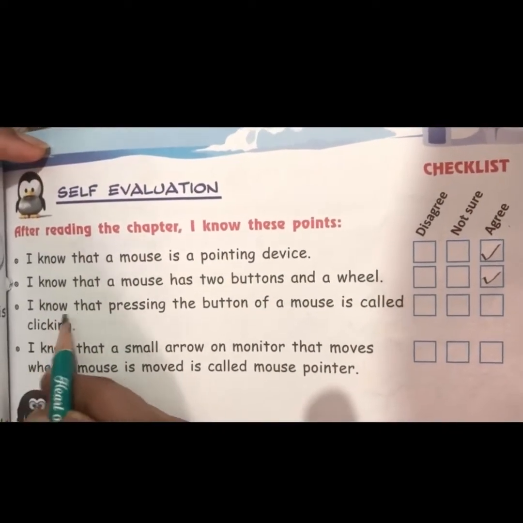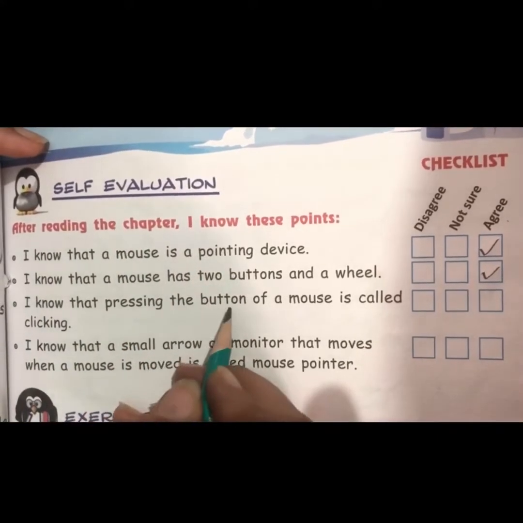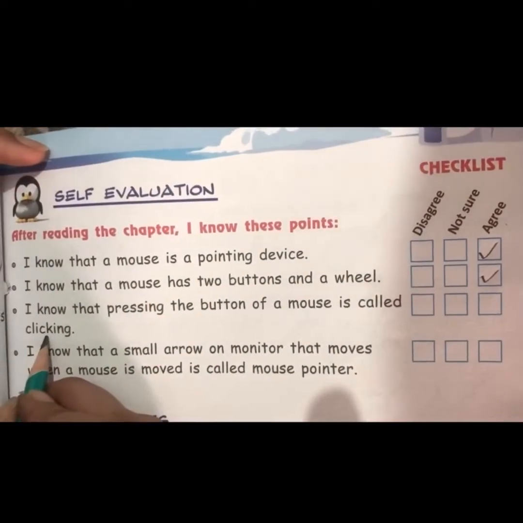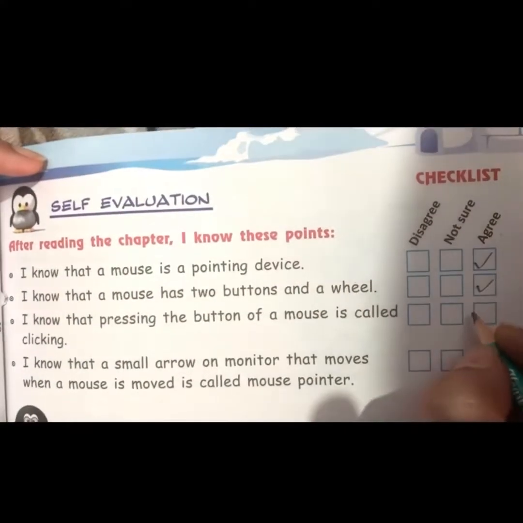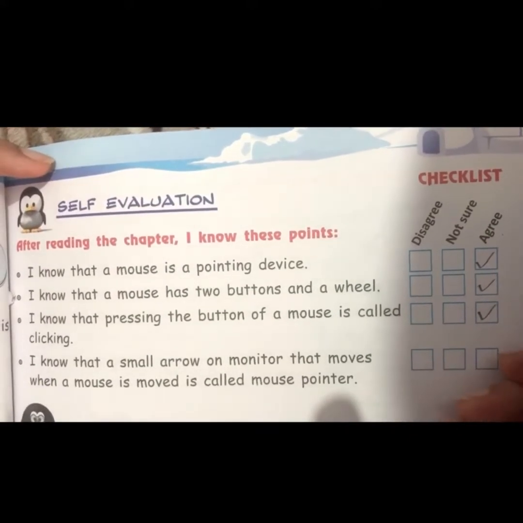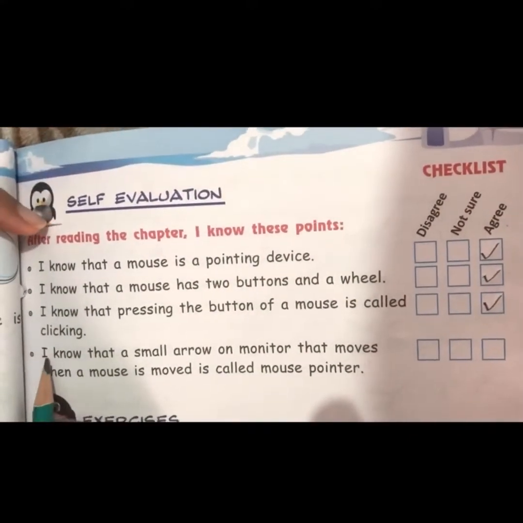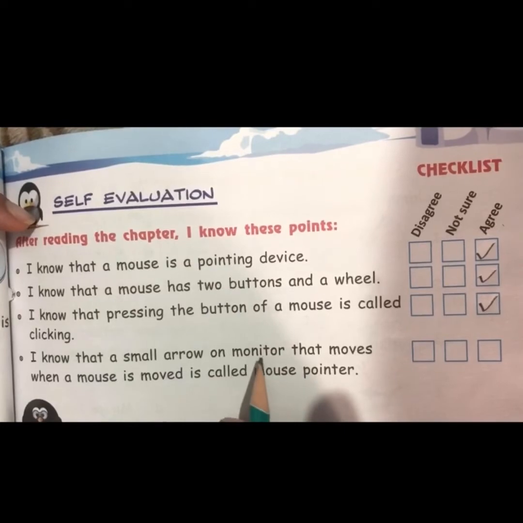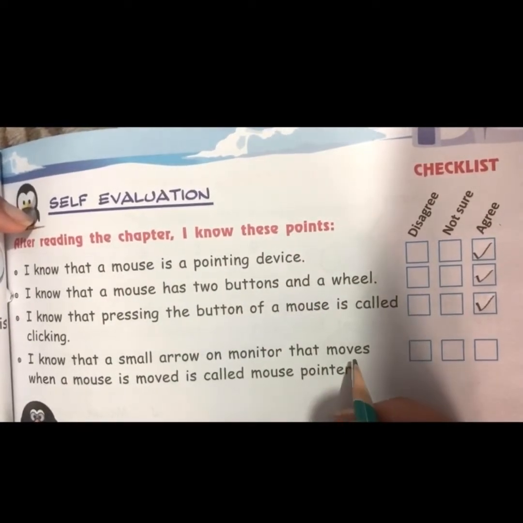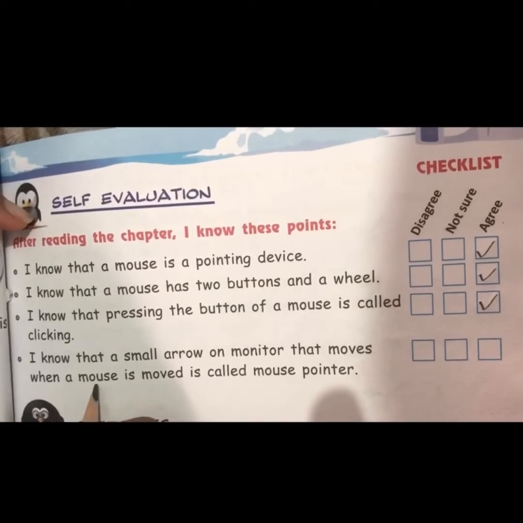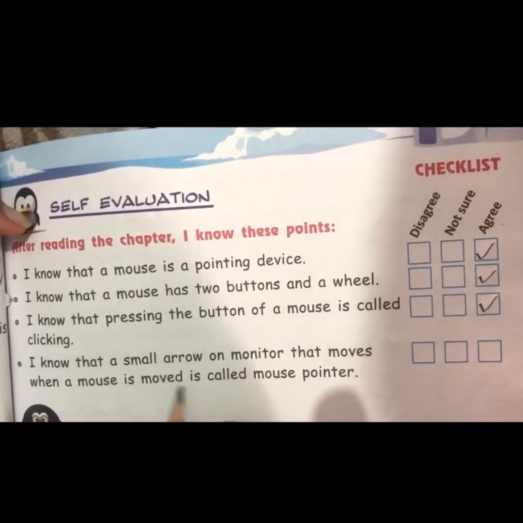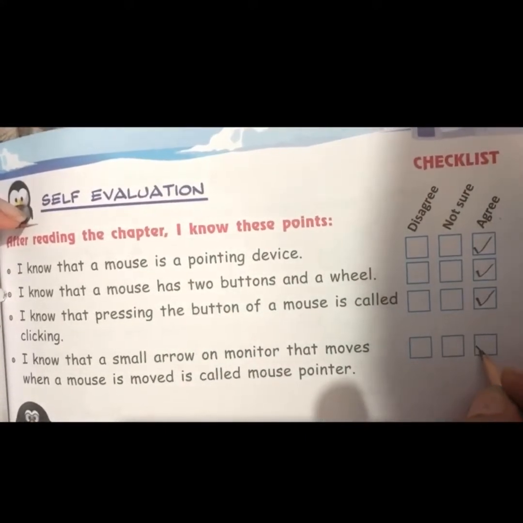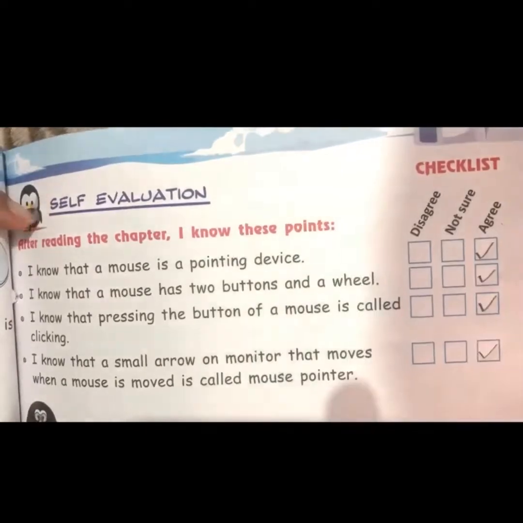Next, I know that pressing the button of a mouse is called clicking. Yes, pressing the button of mouse is called clicking. Next, I know that a small arrow on monitor that moves when a mouse is moved is called mouse pointer. Agree. This is a correct statement.